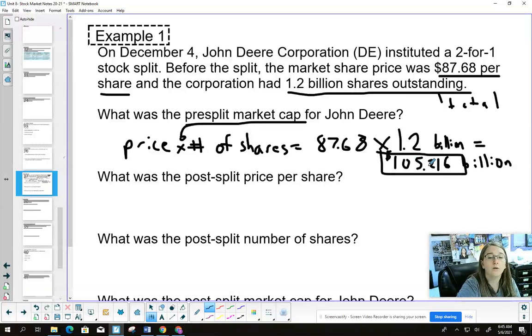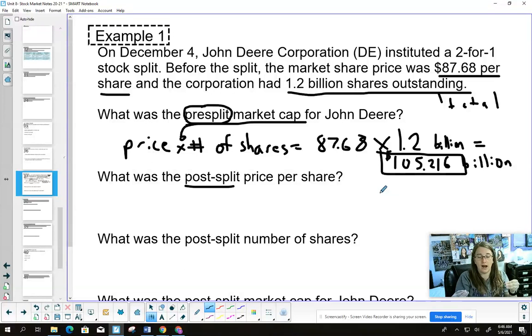Okay, so this is the total market capitalization of the company before the split happened. I kind of skipped over that, but it said pre-split, so I wasn't worried yet about this 2-for-1. So let's go ahead and talk about post-split. This now means after the split has happened, has been instituted, what is the price per share? Because again, for every 1 share, now there is 2.